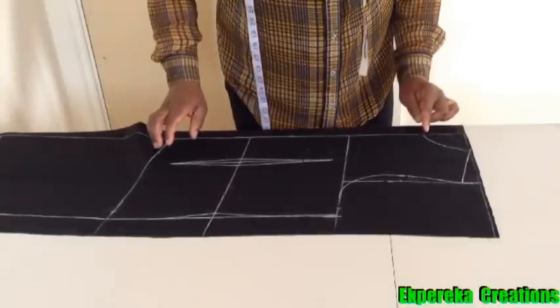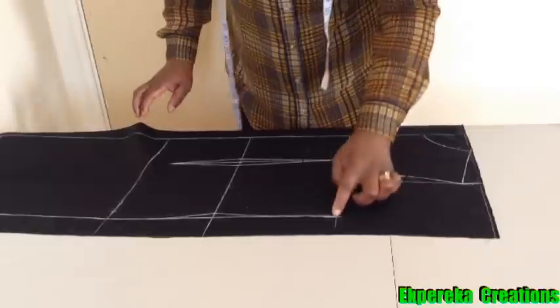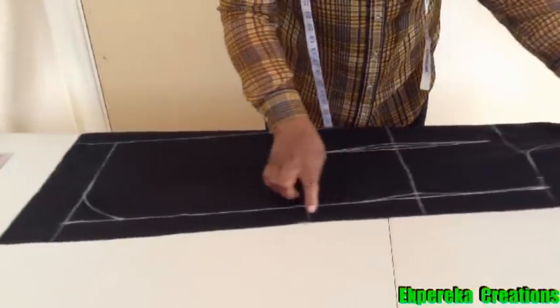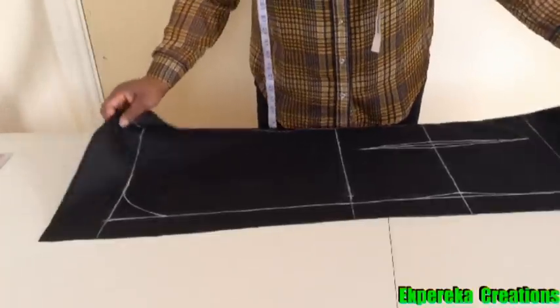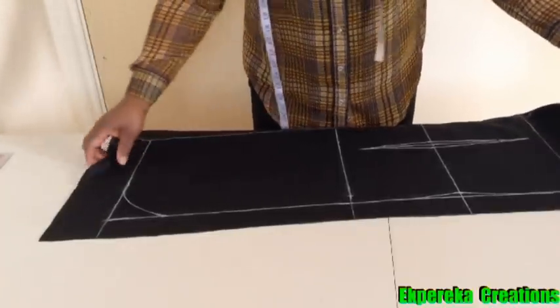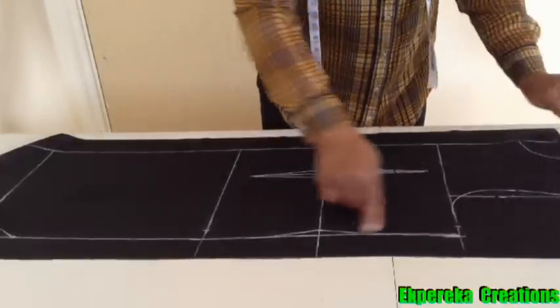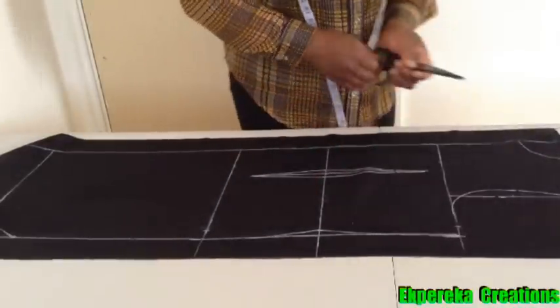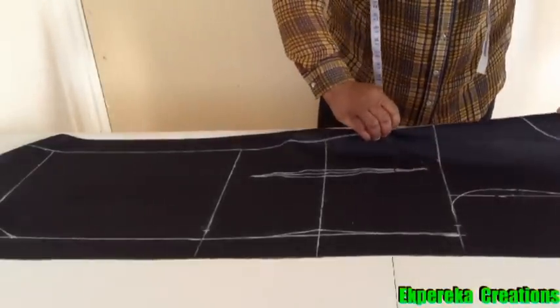You'll add seam allowance, neckline, shoulder, armhole, side, and the lower part. You put it on top of your fabric and add seam allowance. So I'm going to cut it now, but I don't want that. I'll use the measurement that I have here. To cut it, I'll fold this part in.